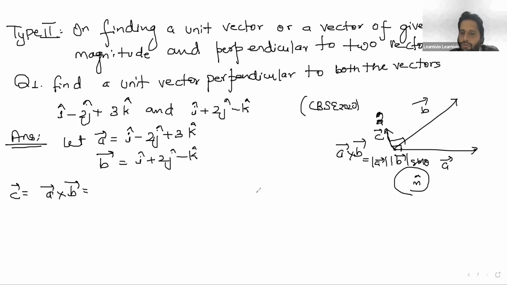If you are finding A cross B and you are getting a vector C, then C will be perpendicular to both A and B. What is the resultant of A cross B? It is AB sine theta n cap. So when you find the cross product, you get a vector perpendicular to both A and B, but that is not a unit vector. How will you find the unit vector? If you find the cross product, you get a vector perpendicular to both A and B, that's fine, but you need a unit vector. How will you find a unit vector?